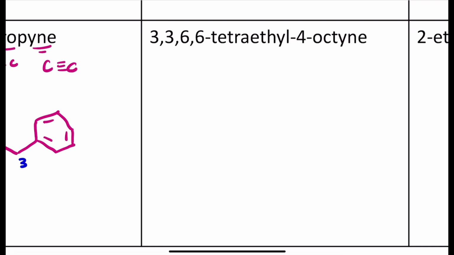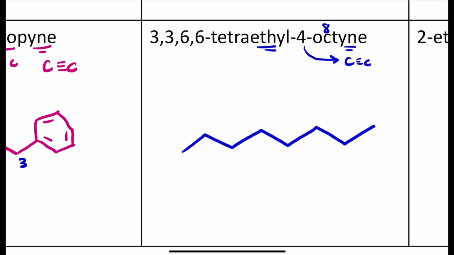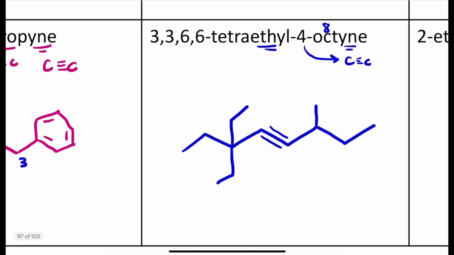3,3,6,6-tetraethyl. That means 4 ethyl groups. 4-octyne. Octyne is telling me triple bond, and the 4 is telling me where that triple bond is at. So we've got oct, meaning 8 carbons. So let's draw that out first. 2, 3, 4, 5, 6, 7, 8. The fourth carbon has a triple bond. 1, 2, 3, 4. The third carbon has 2 ethyl groups, and the sixth carbon has 2 ethyl groups.